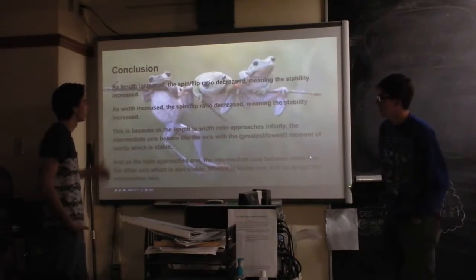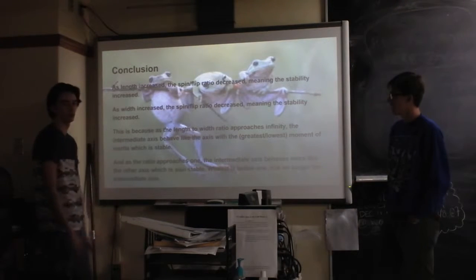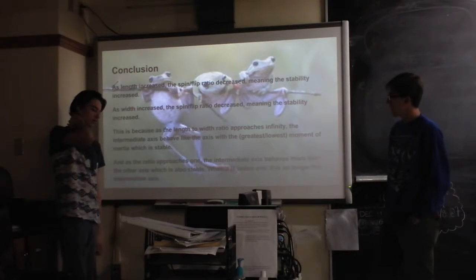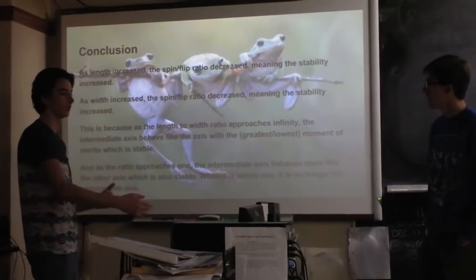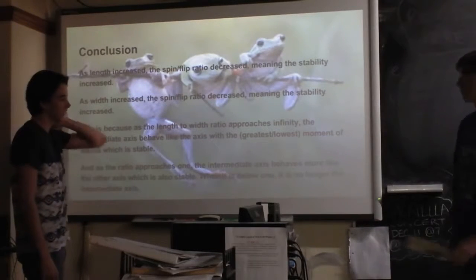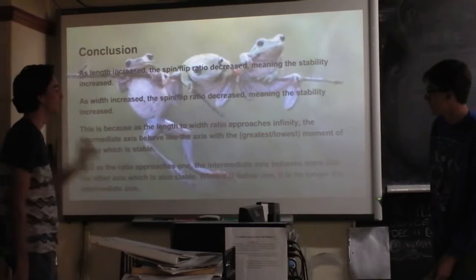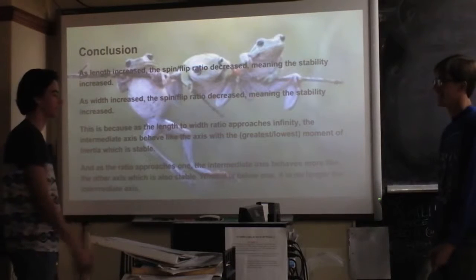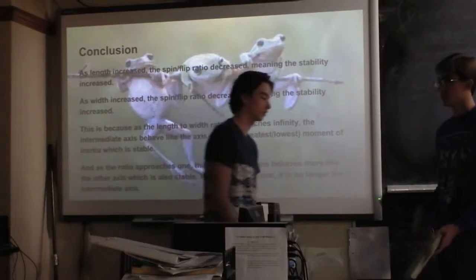So, as the length increased, the stability increased, and the same thing happened for width. And what we concluded was that as length increased, the intermediate axis behaved more like one of the other axes, and when the width increased, more.